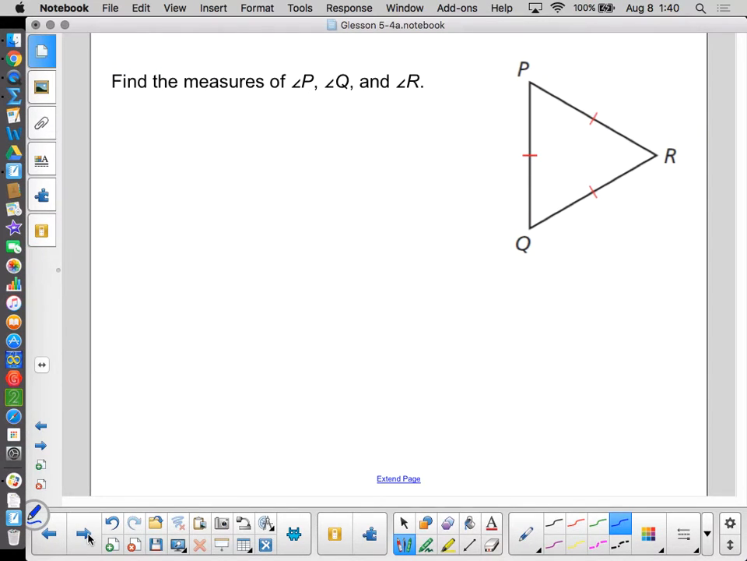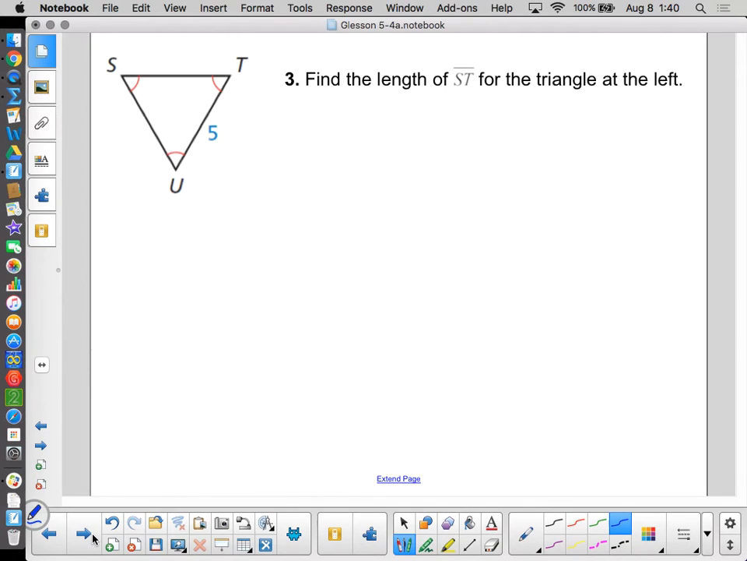So find the measure of angles P, Q and R. Clearly it is an equilateral triangle, therefore each angle must be, we just said it, 60, 60, and 60. Equilateral triangles always have all 60-degree angles.